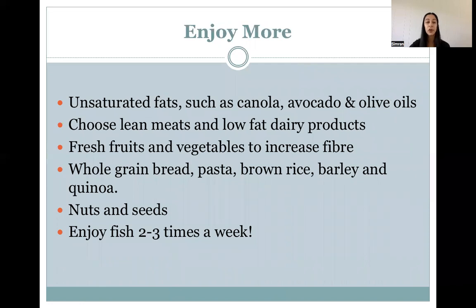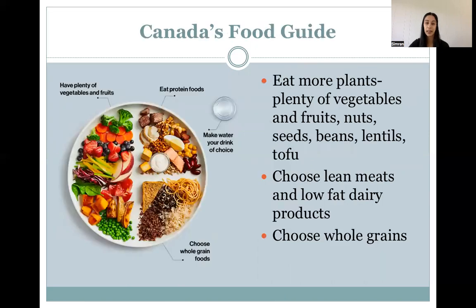What we want to enjoy more of are those unsaturated fats such as canola oil, avocado oil, and olive oils. Choosing lean meats and lower fat dairy products. Enjoying a diet rich in fruits and vegetables to increase your fiber intake, including those whole grains. So whole grain bread, whole grain pasta, brown rice, barley, and quinoa. Enjoying nuts and seeds, and having fish 2 to 3 times a week.